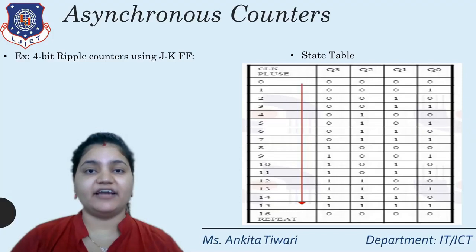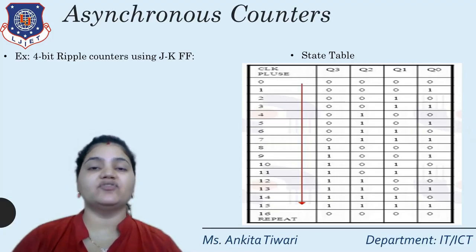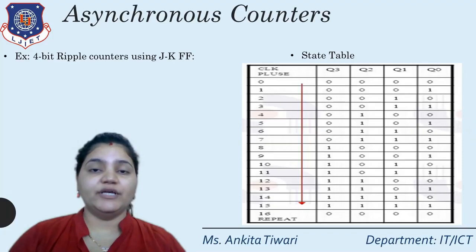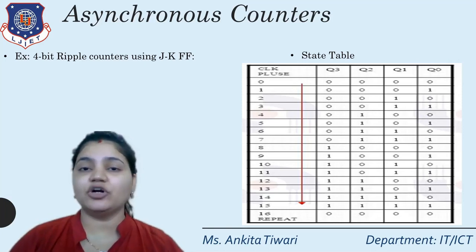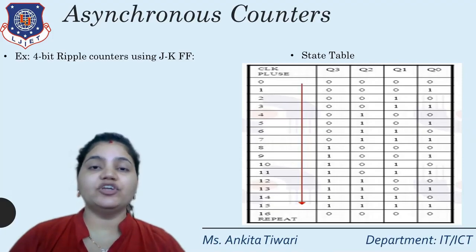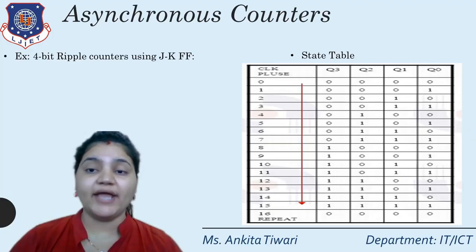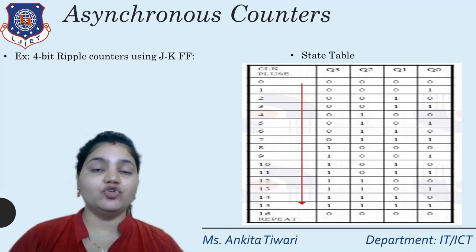Now we are talking about the second value, that is Q1. As you can see, Q1 value is 0 and the next state is also 0. That means when Q0 goes from 0 to 1, Q1 is 0 to 0, so it is not changing. But now Q1 is 1, sorry, 0, and in the next state it has become 1. That means it is complemented. Just see the condition: this happens when Q0 goes from 1 to 0. That means Q1 is complemented when Q0 goes from 1 to 0.